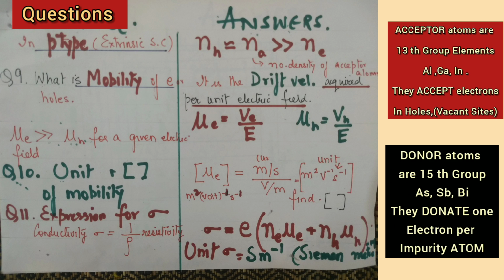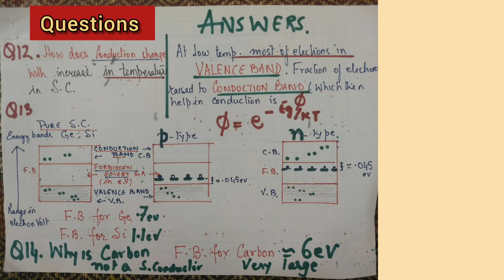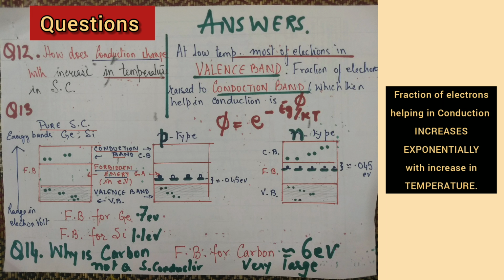In n-type semiconductors, majority charge carriers are electrons, minority charge carriers are holes. In p-type semiconductors, majority charge carriers are holes and minority charge carriers are electrons. But remember, the total charge on a p-type or an n-type is 0 because on the whole it is neutral. The number of electrons is equal to the number of protons.